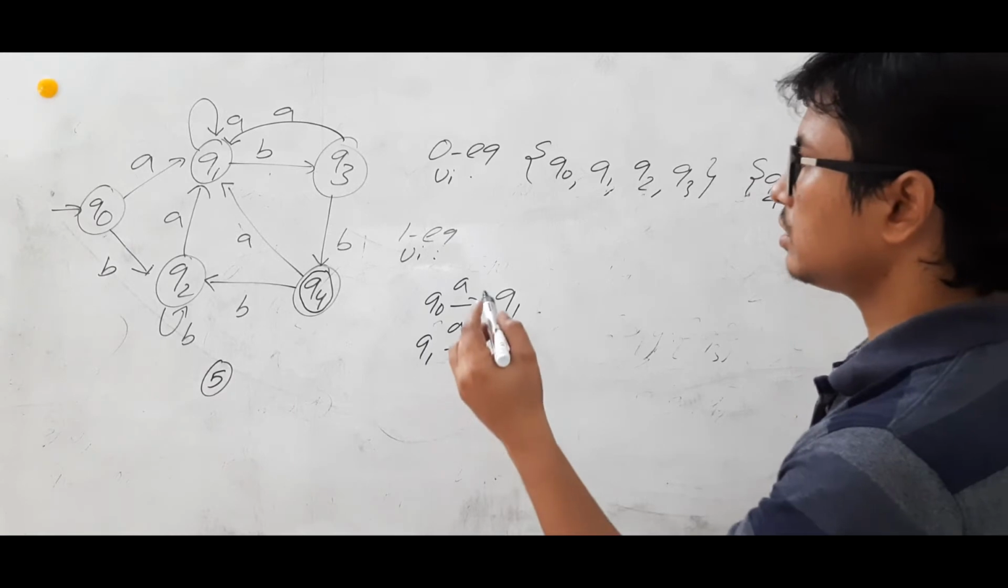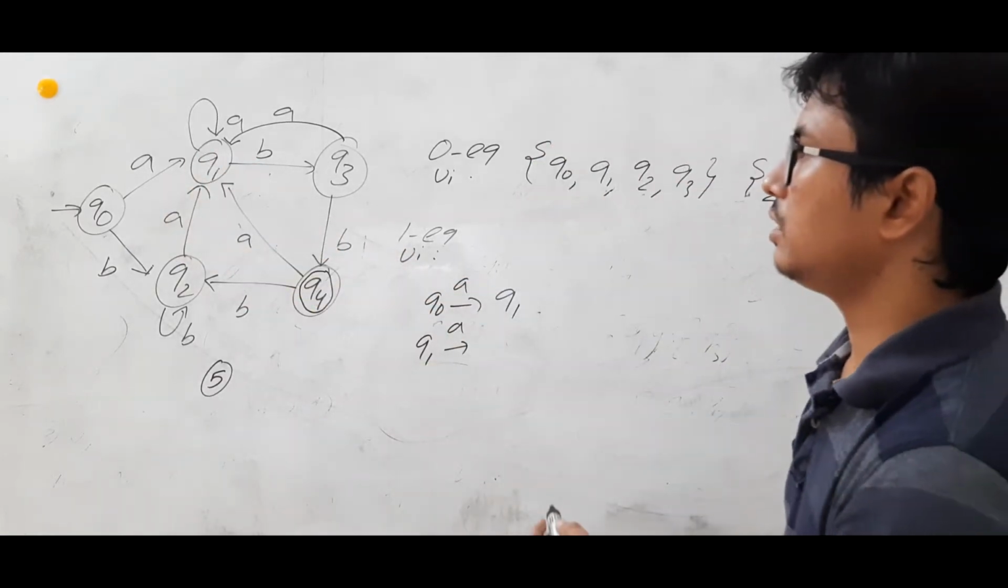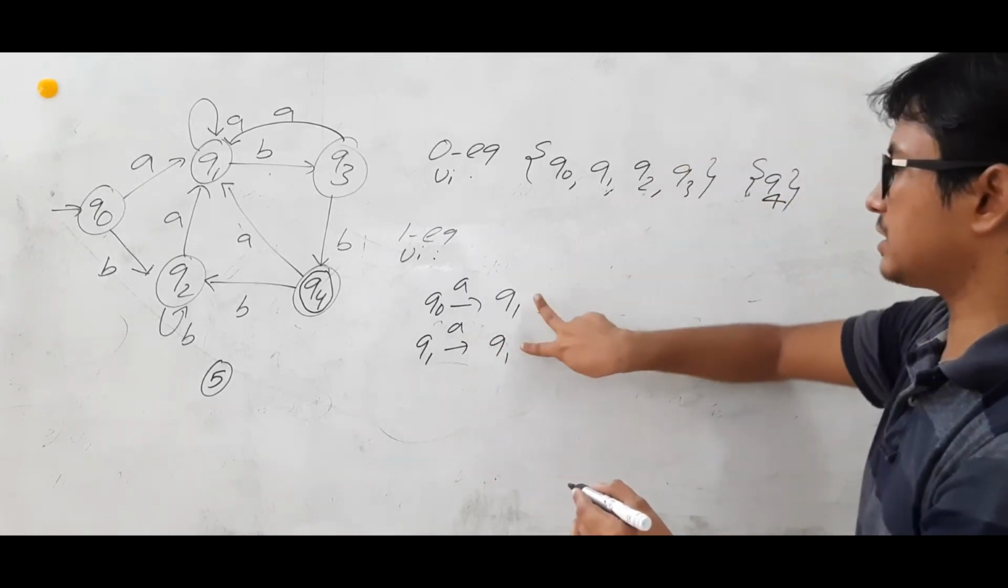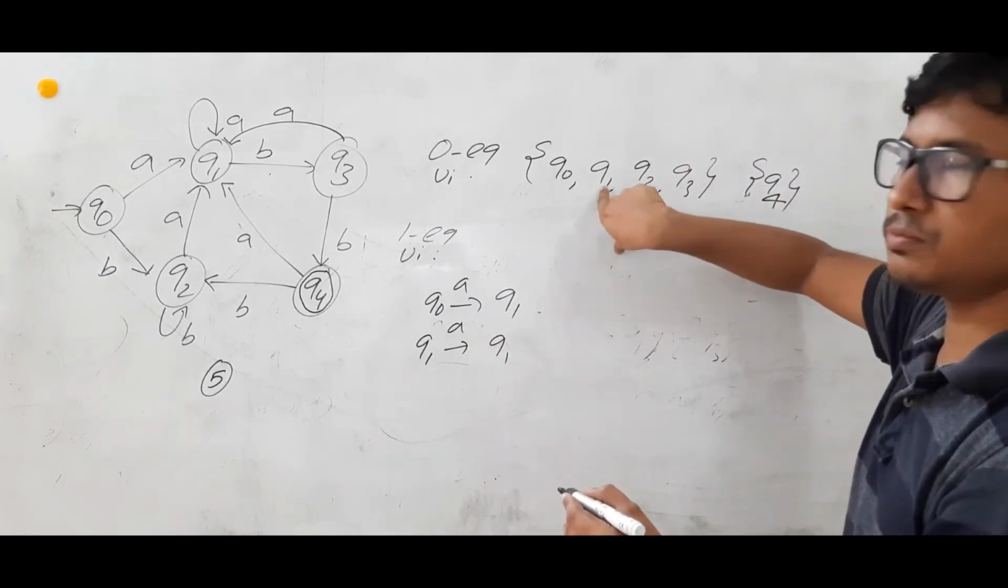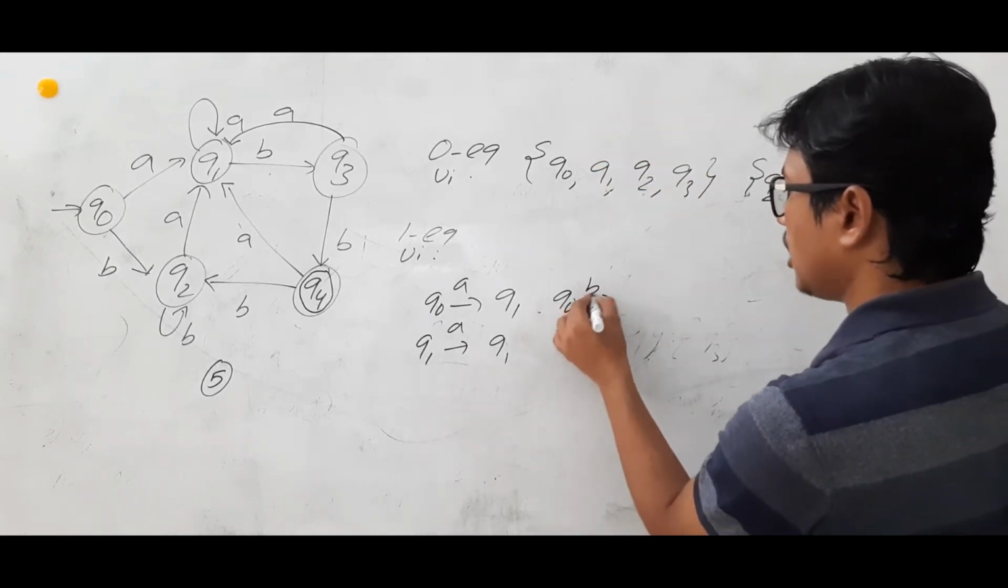Q0 on A is going to Q1. Q1 on A is going to Q1. Now Q1 belongs to only one set. They are going to one. It is in the same set. So we cannot separate as per the alphabet A.